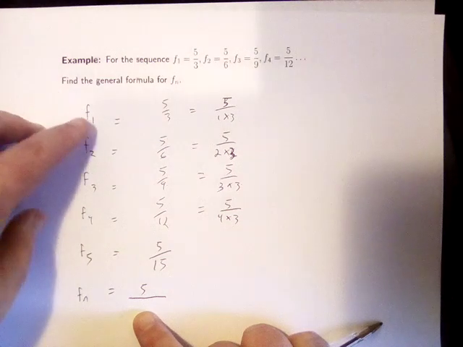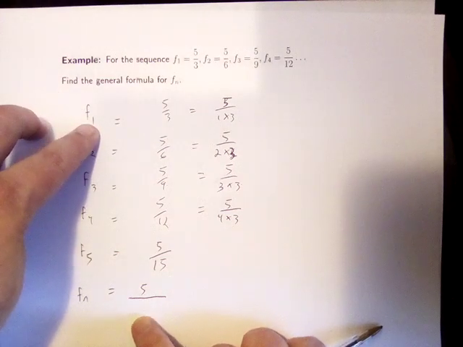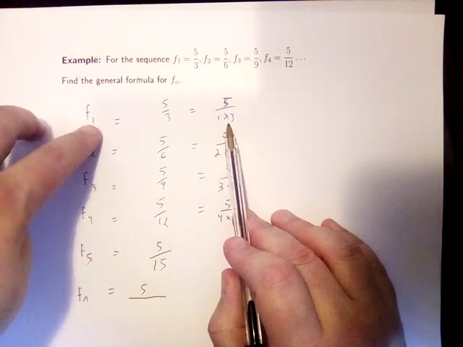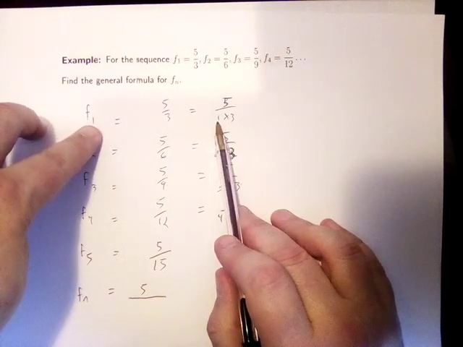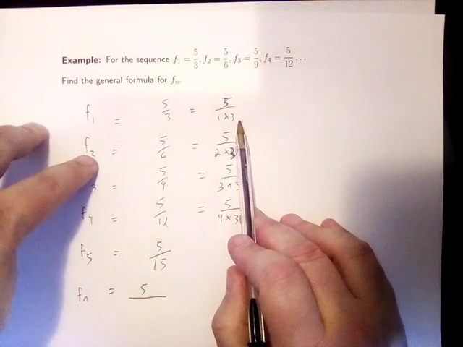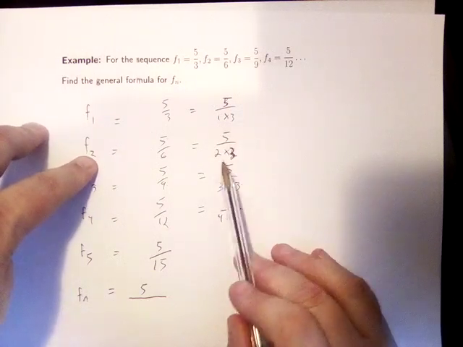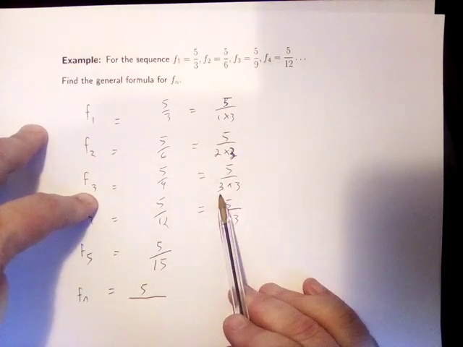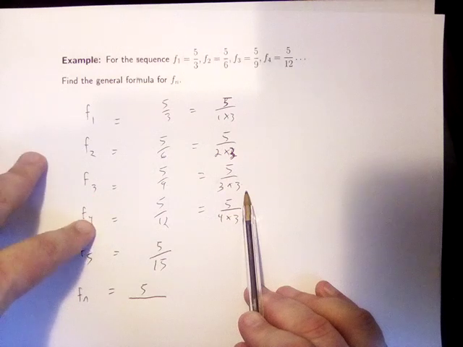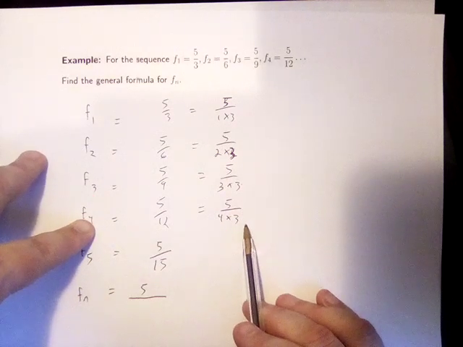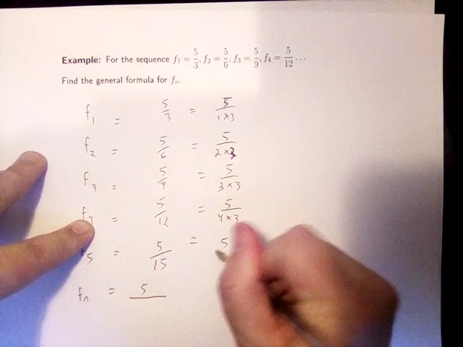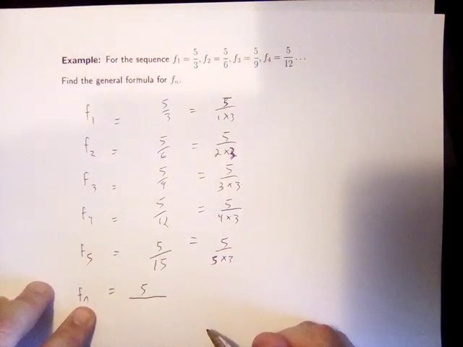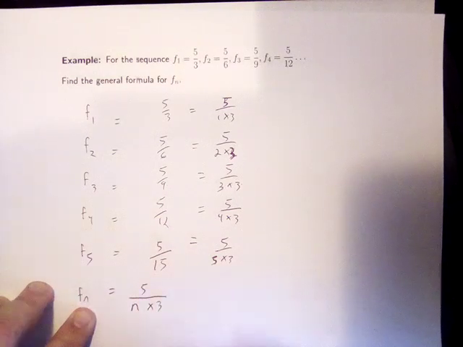So now I need to start thinking about the relationship between where I am in the sequence and how many groups of 3 I have. When I'm in the first term of the sequence, it's 1 group of 3. The second term is 2 groups of 3. The third term in the sequence, the denominator is 3 groups of 3. For the fourth term, 4 groups of 3. And for the fifth term, 5 groups of 3. And I would expect then for the nth term in the sequence, there would be n groups of 3.